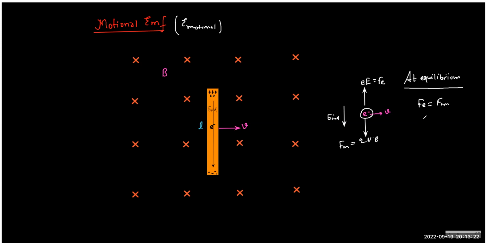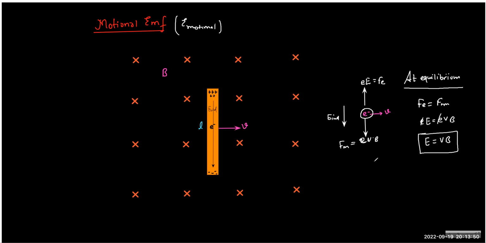And therefore we can say qE is equal to qVB. q gets cancelled out. So what we get is the electric field. Because V and B are mutually perpendicular, we have the transverse value. So the velocity is at right angle to B, and this is the value of the electric field.